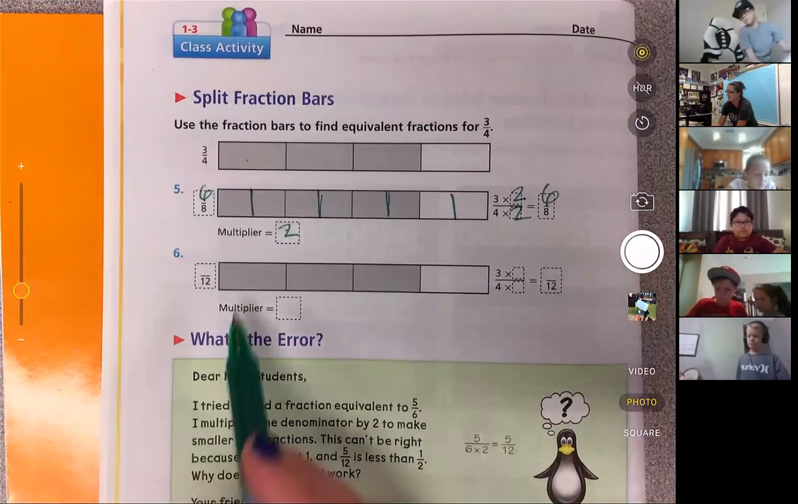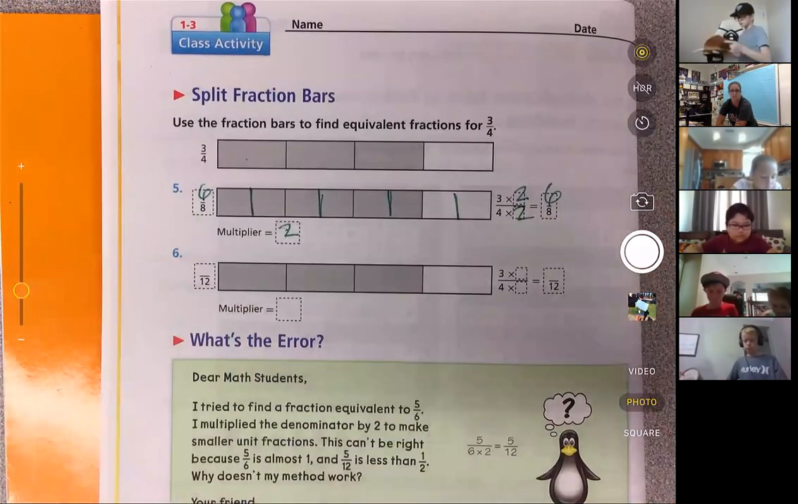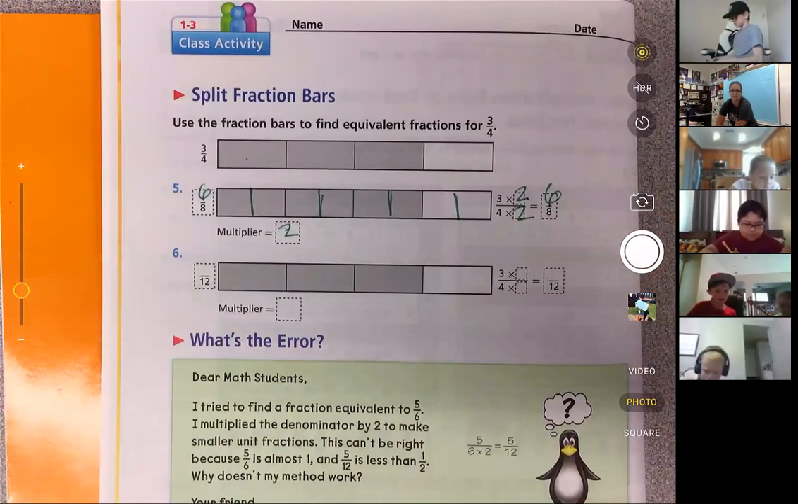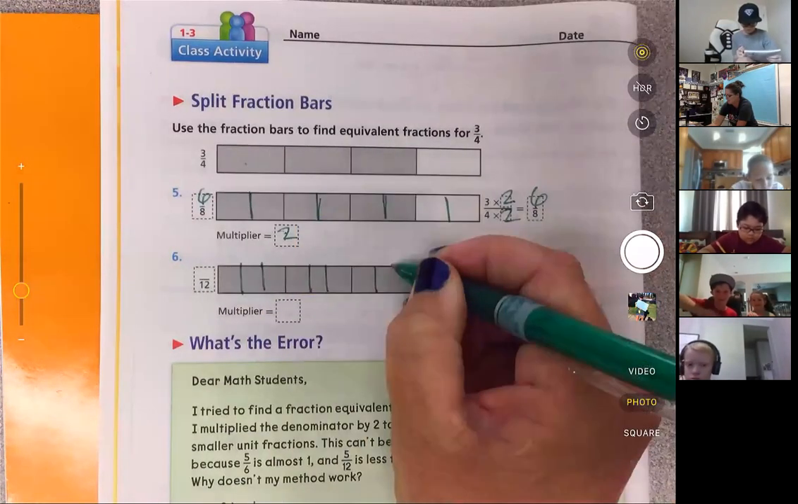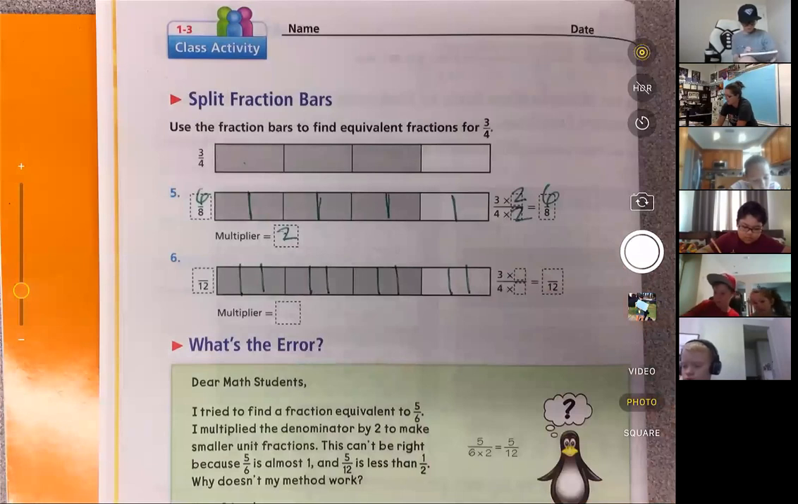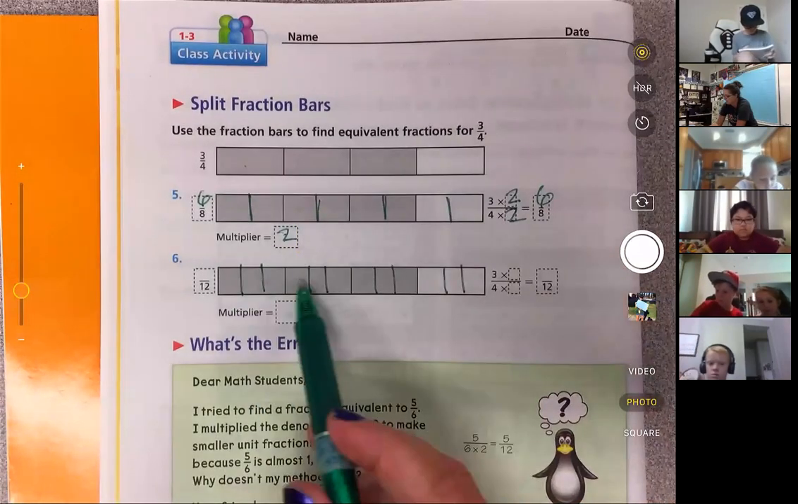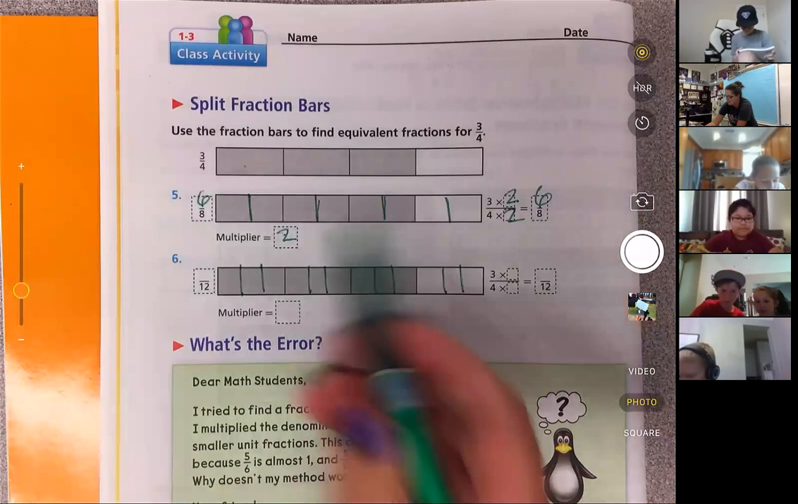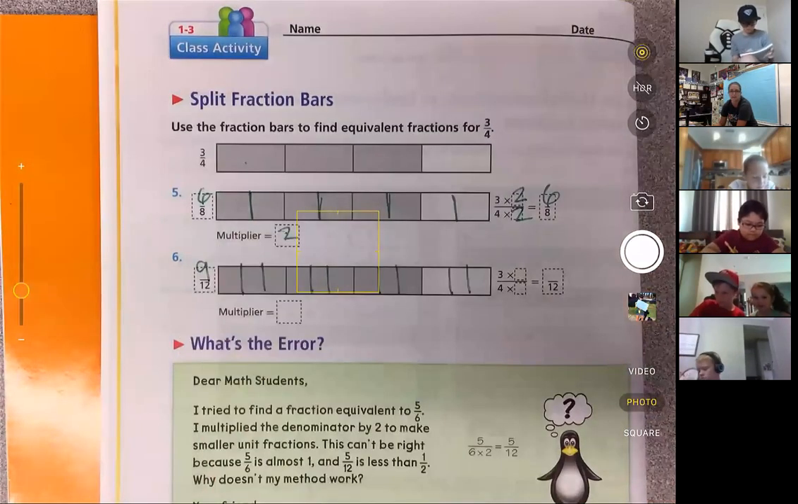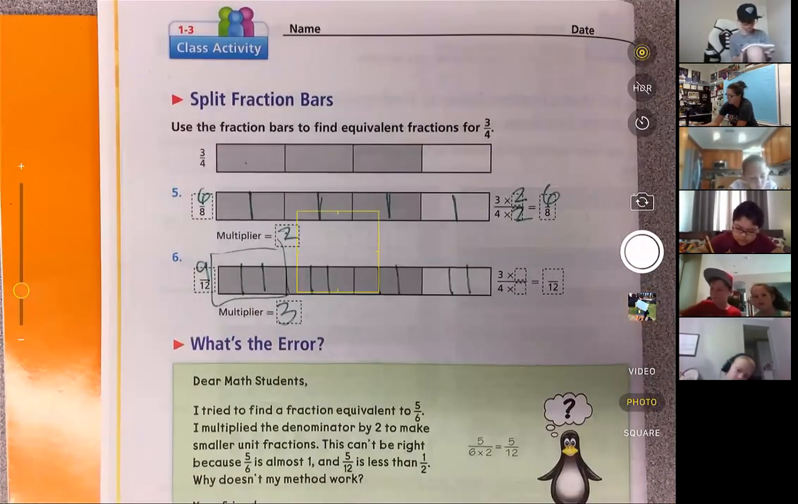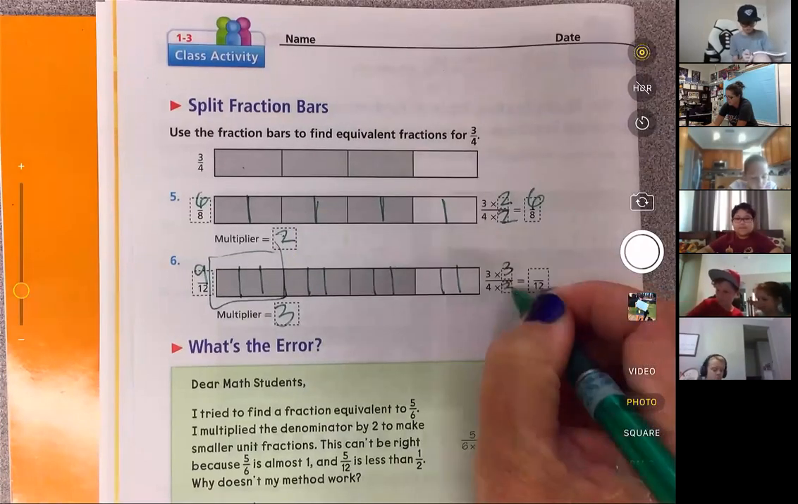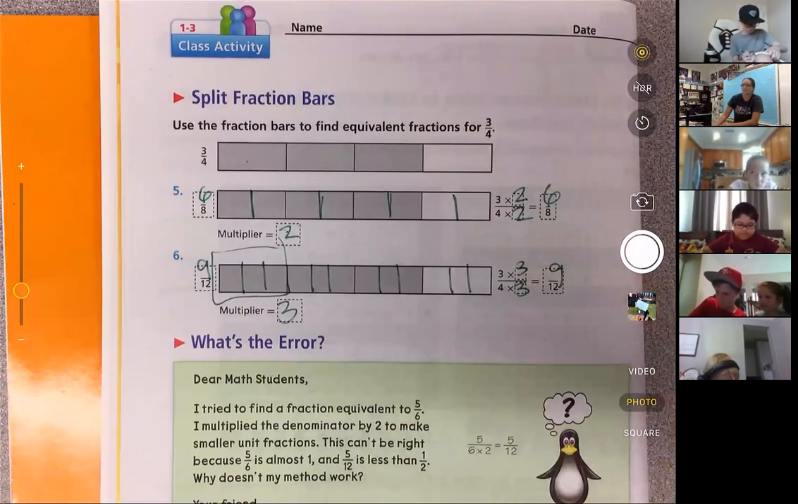How about 12ths? How can I change my fourths into 12ths? Cut each little section into thirds. Cut each one into 3. Yep. Cut each one of those fourths into thirds. Now I have 1, 2, 3, 4, 5, 6, 7, 8, 9. 9 of them are shaded. What's my multiplier? 3. Because each fourth I cut into 3. So 3/4 times 3/3 gives me 9/12. You got it.